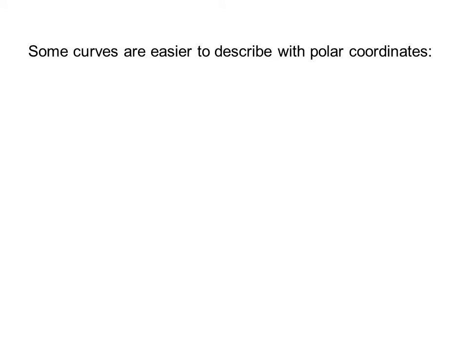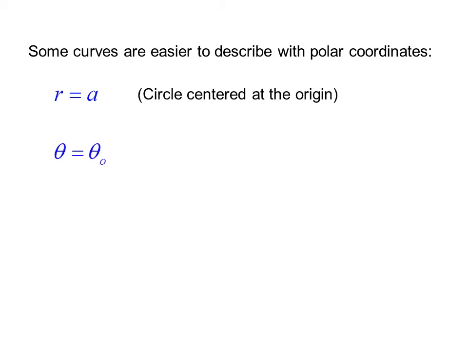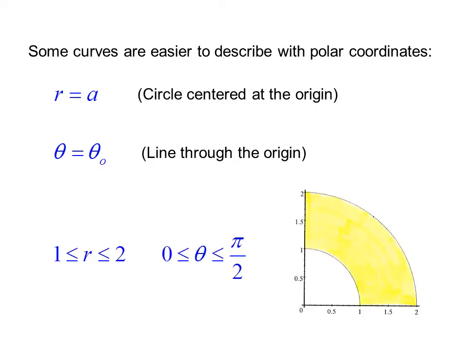Some curves are easier to describe with polar coordinates. For example, r equals a describes a circle centered at the origin. Theta equals theta sub 0 is a line through the origin. And this, r between 1 and 2, and theta between 0 and pi over 2, gives this shape.